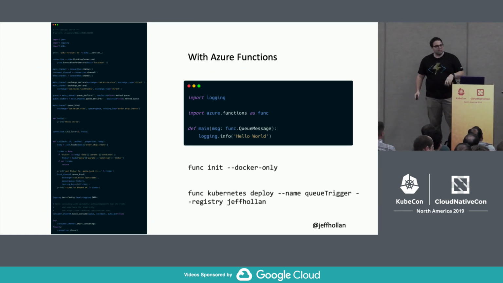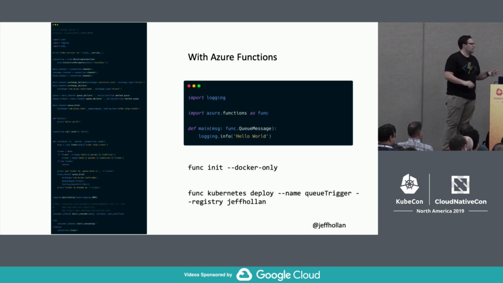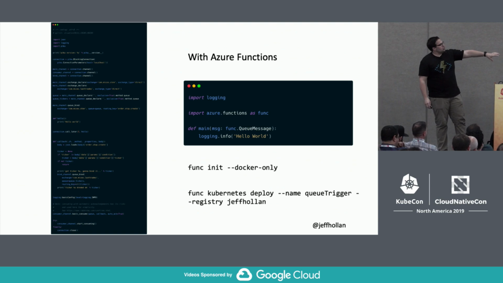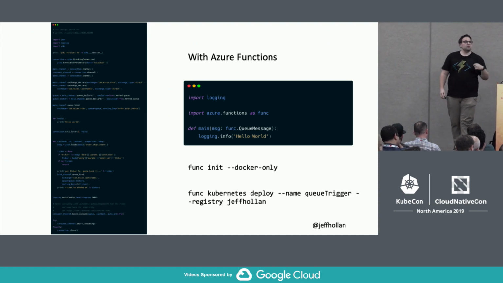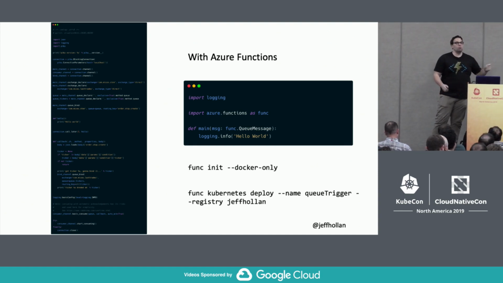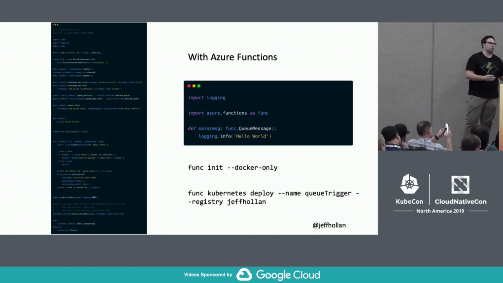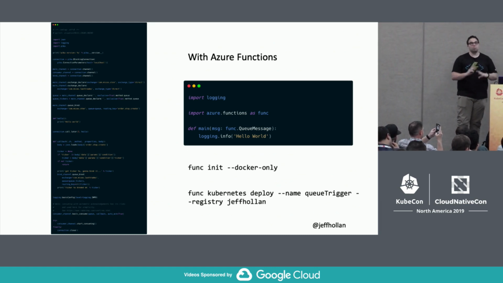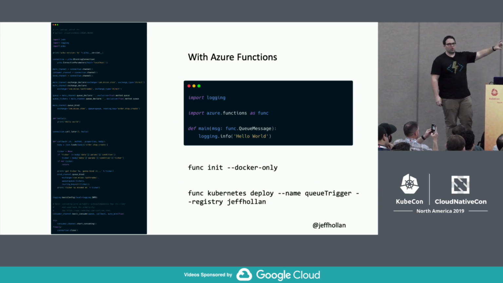So you might be looking at this and thinking, Jeff, why are you talking about Azure again? We were talking about KEDA and Kubernetes. You can take any Azure function, you can run init Docker only and Kubernetes deploy, and you can deploy any Azure function that you write wherever you want to. You could deploy it to Azure. You could deploy it to Google. You could deploy it and run it on premises. You don't pay us anything. There's no license. We don't care. You can take that Azure function and run it wherever you want to.